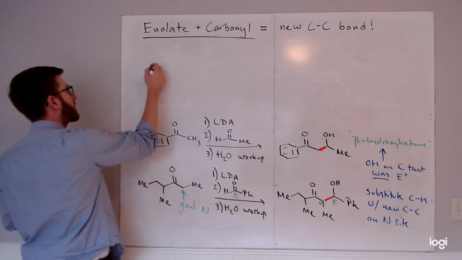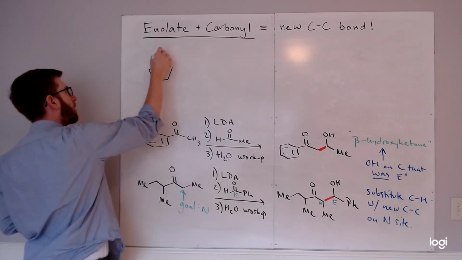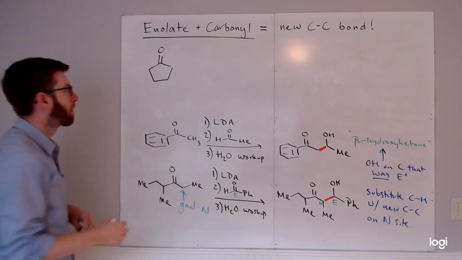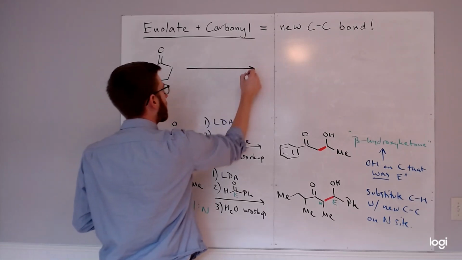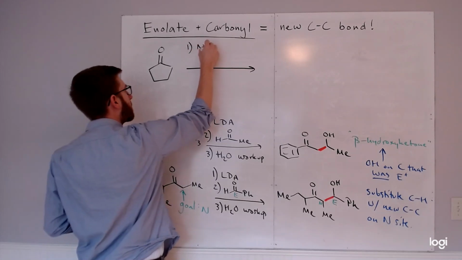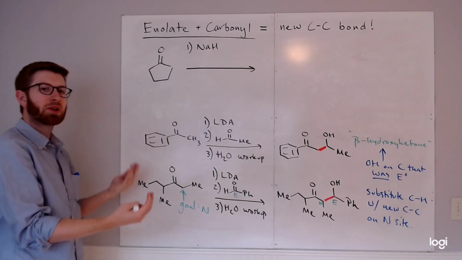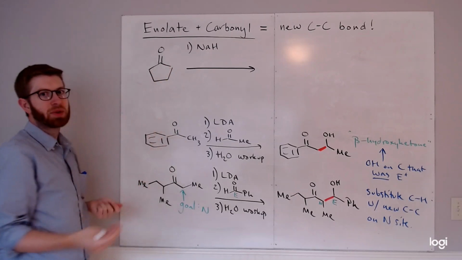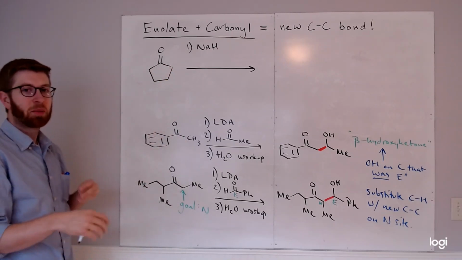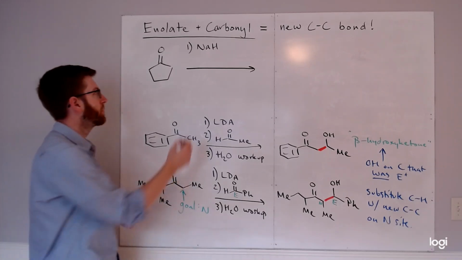So let's look at a cyclic ketone, like so. And let's react this with sodium hydride this time, because we have the two sides of my ketone are symmetrical. I have two different alpha positions, or two alpha positions, excuse me, but they're not different. They're exactly the same, so I'm not worried about enolate regiochemistry.